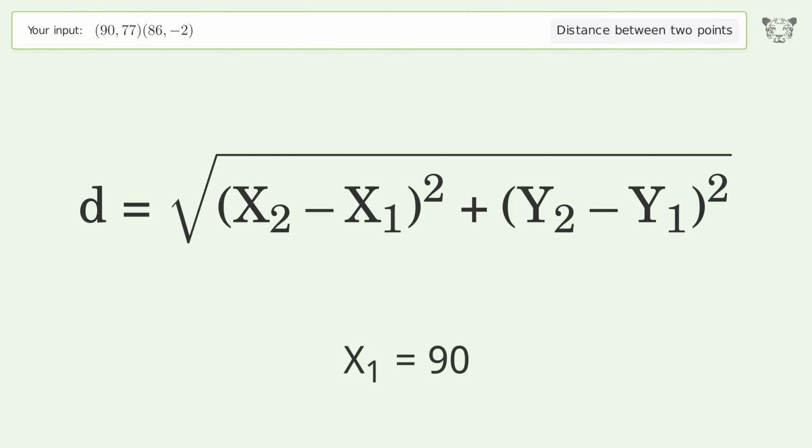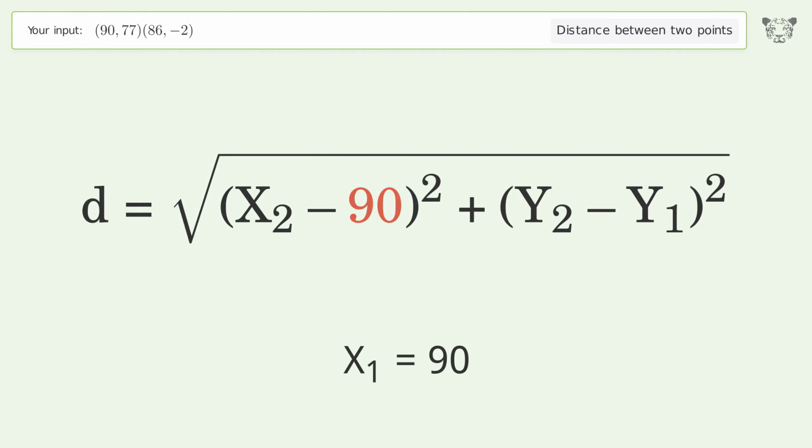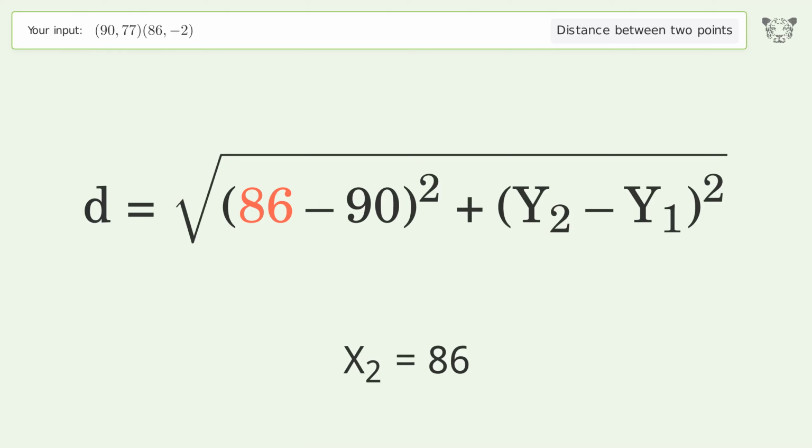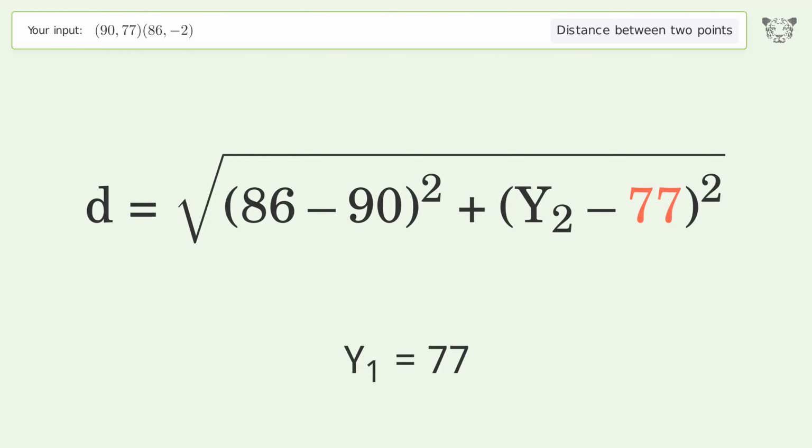x1 equals 90. x2 equals 86. y1 equals 77. y2 equals -2.